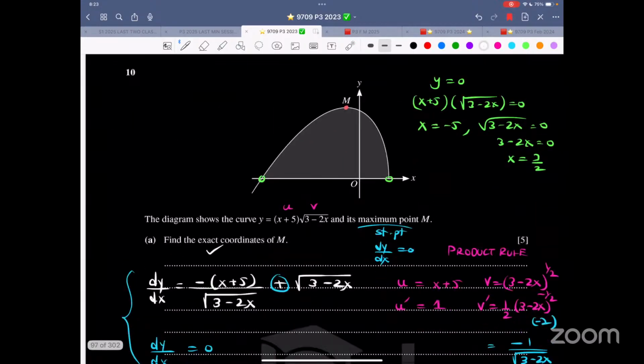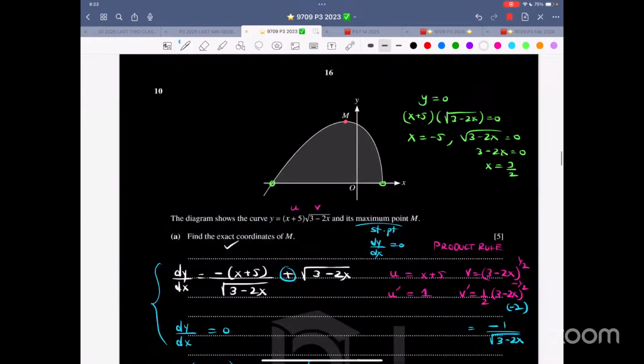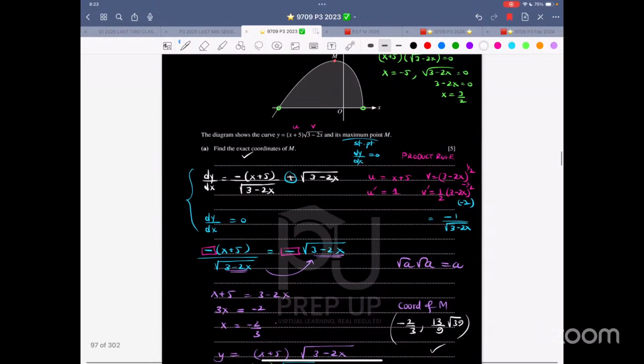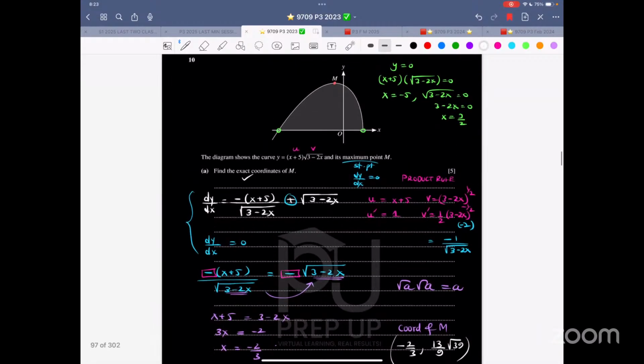Yes, let's look at this question. This was one tough question. Read the first part. Let me minimize it so I can give some rest to my throat. First, have a good look. Now it says the diagram shows the curve and its maximum point M.